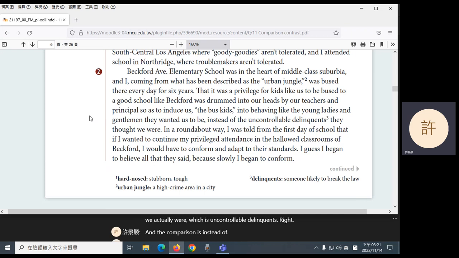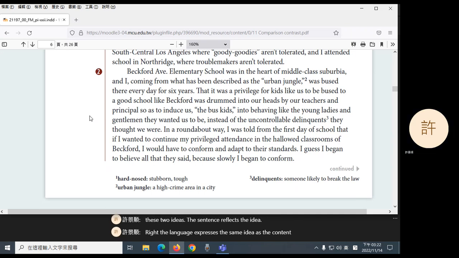So this sentence is telling us that the teachers and principal wanted to change these black kids and make them behave like white people. But the structure of the sentence is also mixing together these two ideas. The sentence reflects the idea, right? The language expresses the same idea as the content. Beautiful writing.